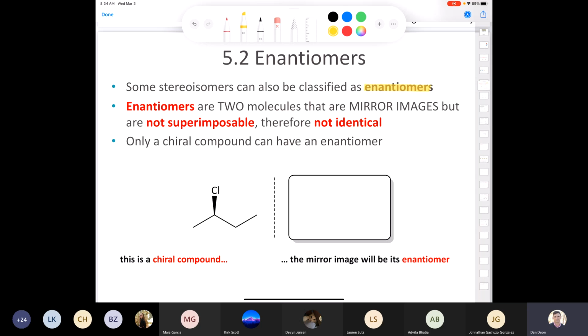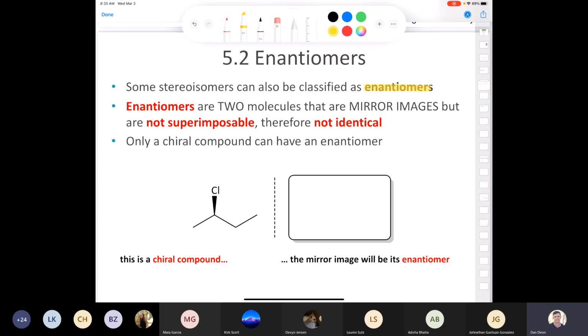Okay, so enantiomers, it says below, are just 2 molecules that are mirror images, but not superimposable. So they're not the same molecule. Only a chiral compound can have an enantiomer, so you've got to have at least one chiral center in your molecule in order to have an enantiomer.